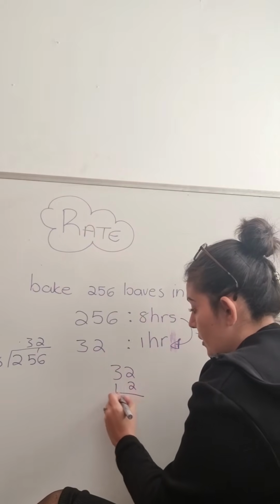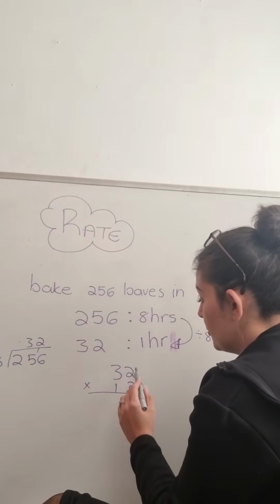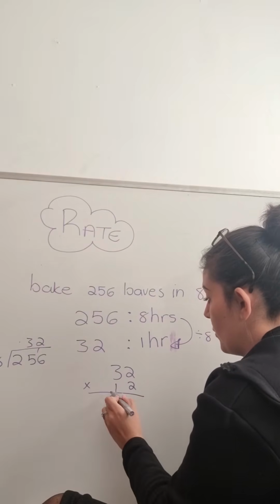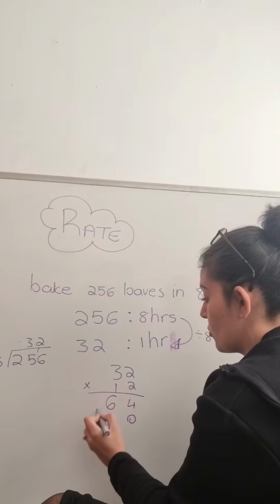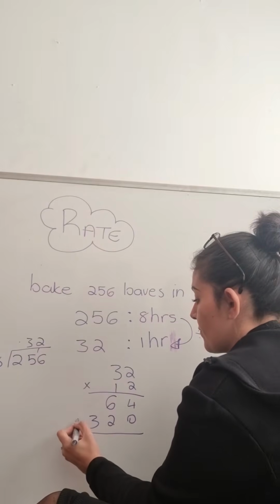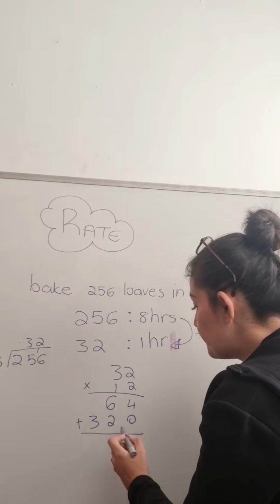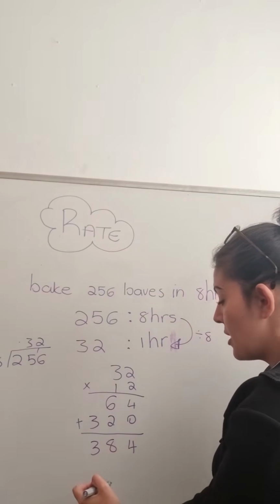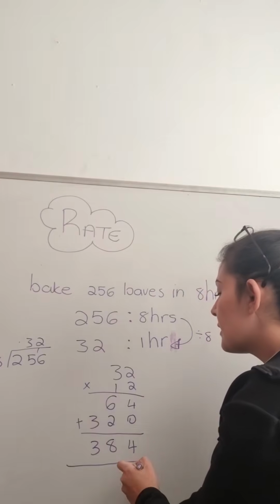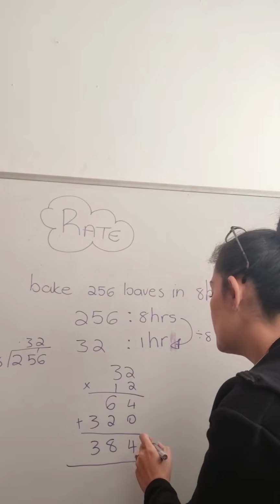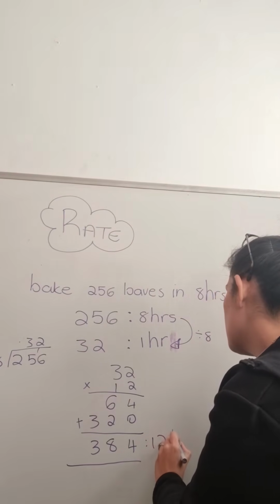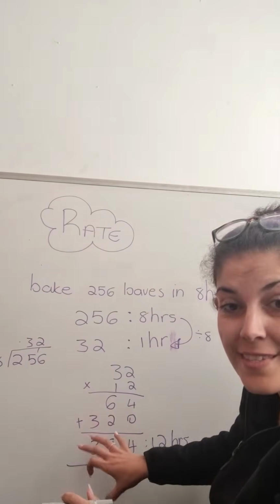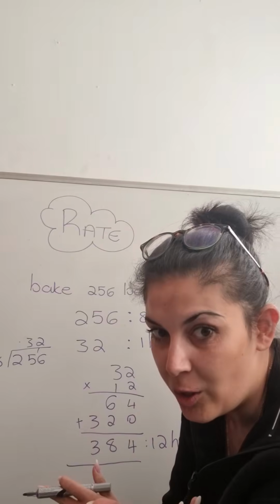32 times 12. 2 times 2 is 4, 3 times 2 is 6, put the magic 0, 1 times 2 is 2, 1 times 3 is 3. Add them together, 4, 8, and 3, which means he can make 384 loaves in 12 hours. You need to show me all these steps to get all of your marks.